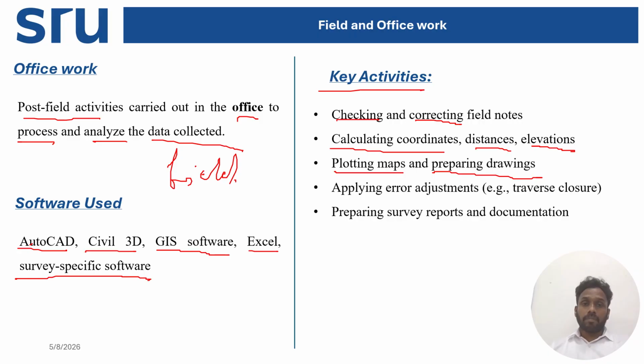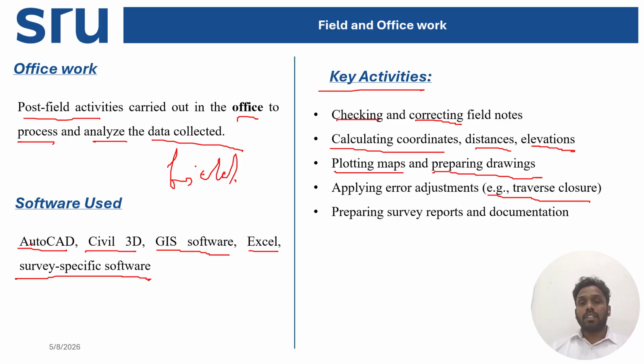Okay. Then you are applying error adjustment. This is more commonly used in compass and chain surveying, like traversing. So there will be a percentage of allowable error. Okay. So if there's an error, what is the percentage of error? How are we going to rectify the particular error? That has to be done.